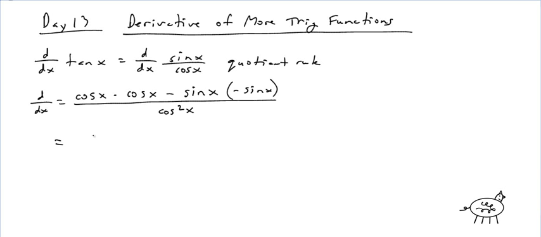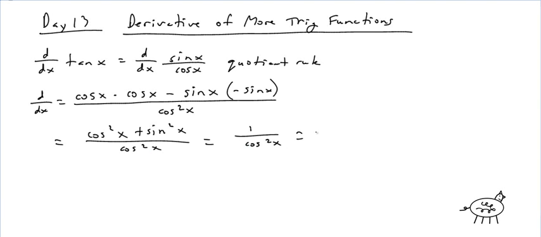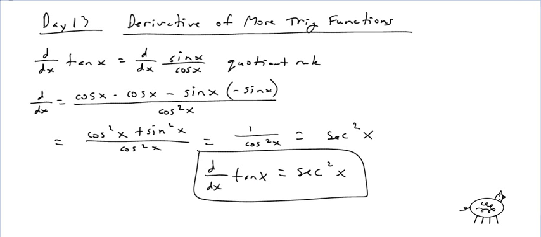So let's simplify that. We get cosine squared of x plus sine squared of x over cosine squared of x. Very interesting. I recognize that identity: cosine squared of x plus sine squared of x is 1, so that's 1 over cosine squared of x. Please don't leave it like that. That's equal to secant squared of x. So d by dx of tangent of x equals secant squared of x. Very important. Put a big box around that and a couple stars around it. That's our first derivative.